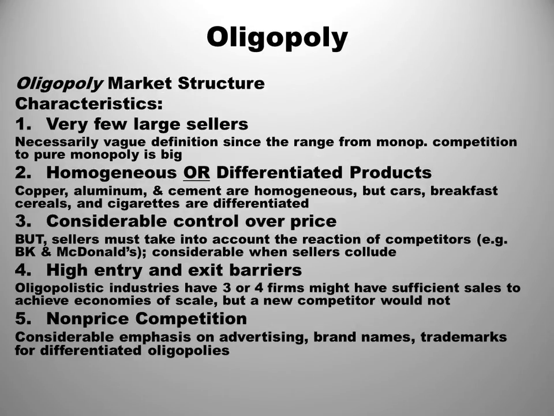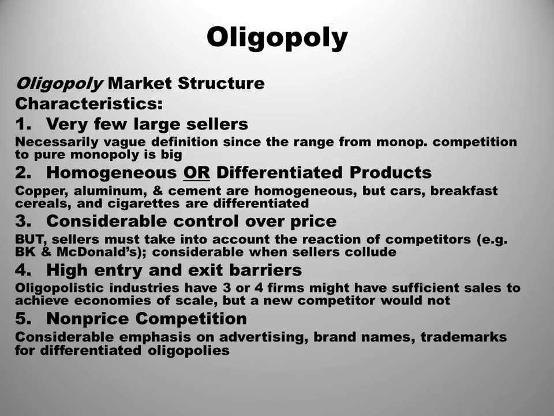The final structure is oligopoly. This is a very few, but very large sellers. It's necessarily a vague definition, since the range between monopolistic competition and pure monopoly is so big, so it's kind of nebulous. These companies can be trading either homogeneous or differentiated products. Copper, aluminum, cement, those are like commodities. But the creation of these products entails huge economies of scale. So they're barriers, but they're still commodities.